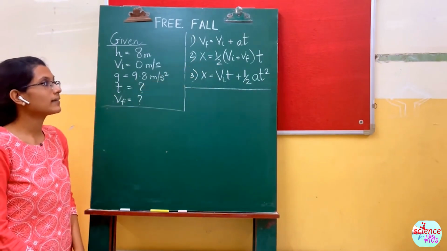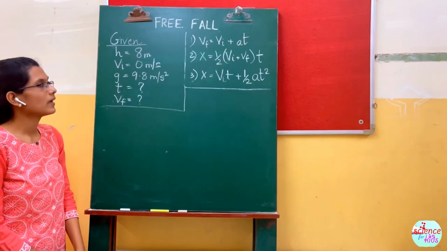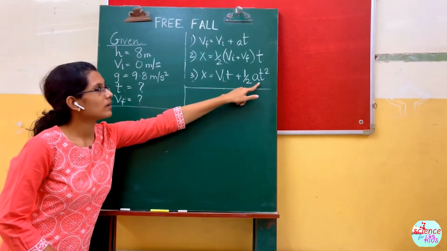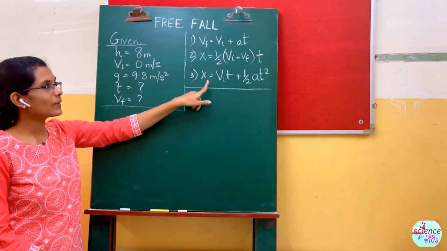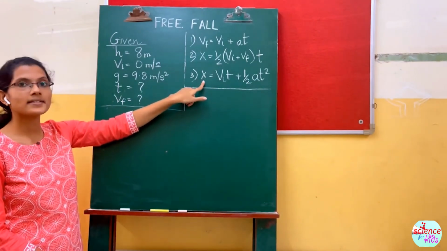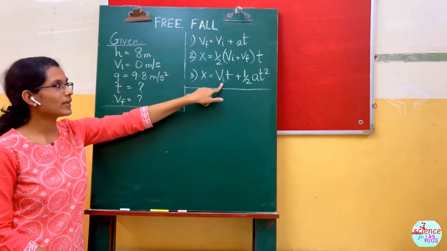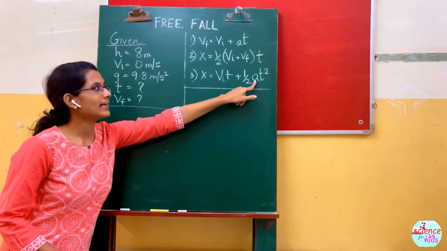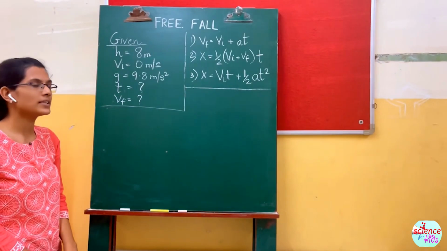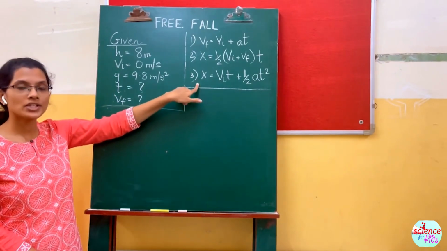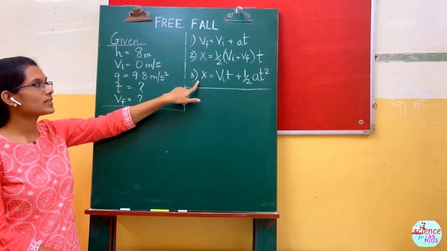Now let's look at the third equation. Here we do not have the time t, but the other values we do have. x is the height, okay, the distance. So we have the height. Initial velocity, yes, we have. And a, which is acceleration due to gravity, we do have the value of that. So this will be our equation with which we will solve this problem.